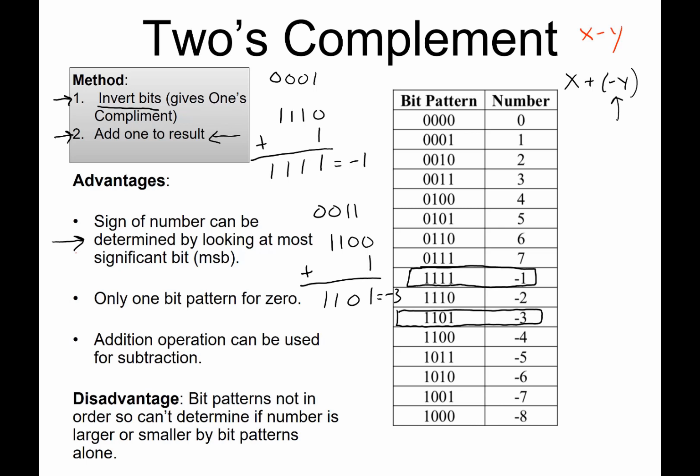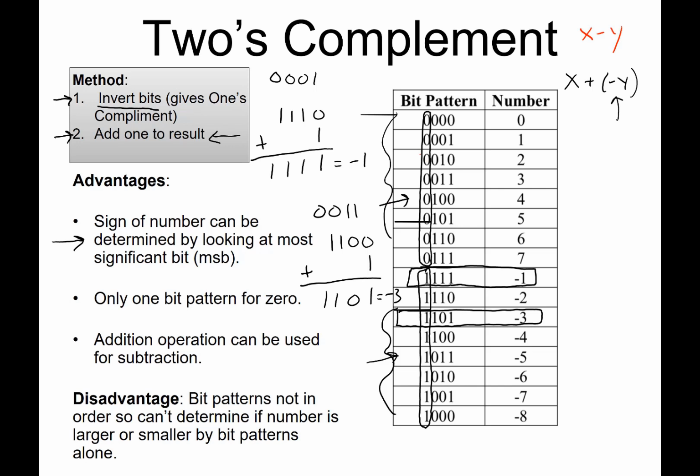So the advantages of this are, first of all, we can determine the sign of the number by looking at the most significant bit. If we look at the most significant bit for all of the positive numbers, it's equal to 0. And remember, 0 is used to represent a positive number. If we look at the most significant bit of all of the negative numbers, it's equal to 1. So 1 is used to represent a negative number. So we can tell if our number is negative or positive by looking at the most significant bit.